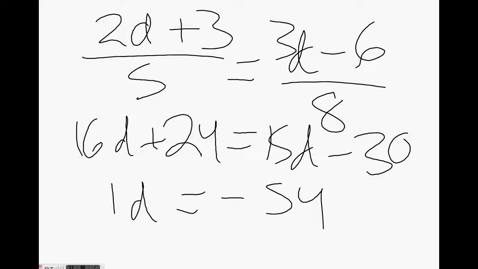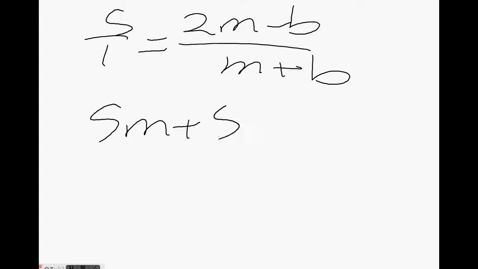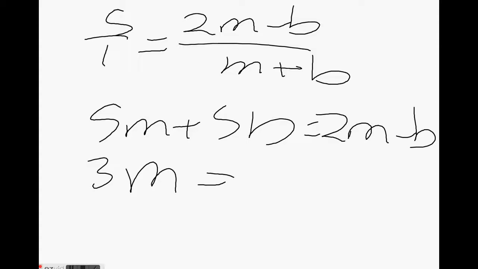Alright, next. We have 5 over 1 equals 2m minus b over m plus b. Have to do the distribution property again. That's all we're doing. So that's going to be 5m plus 5b equals 2m minus b. Put all the b's on one side, I'll put all the m's on one side. So 5 minus 2 is 3m equals, move that 5b onto this side, which would be negative 6b.